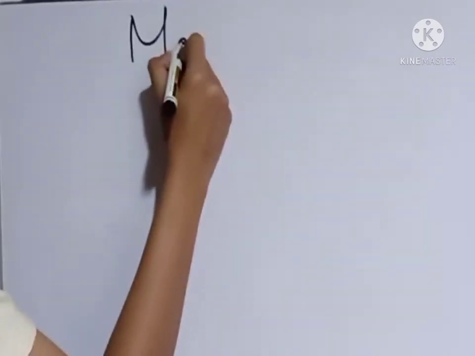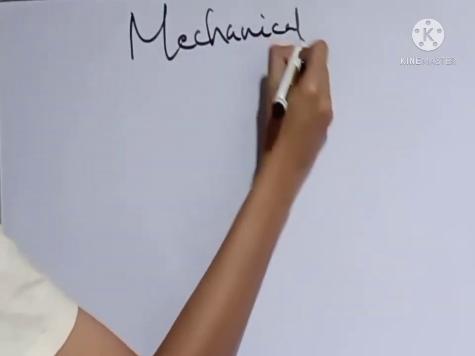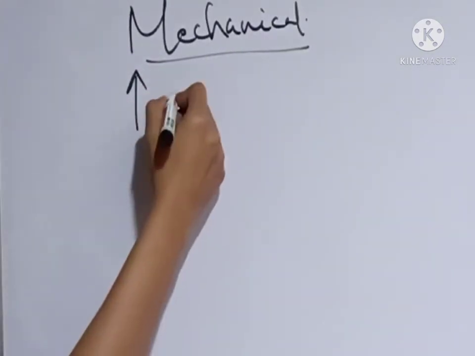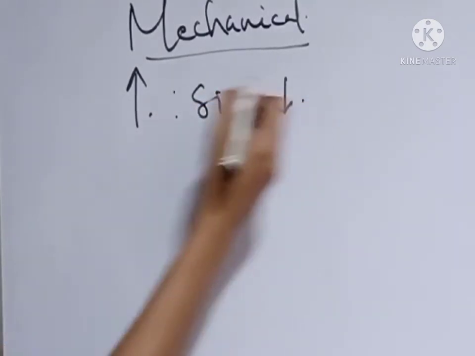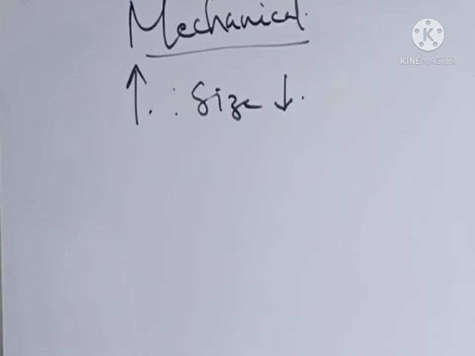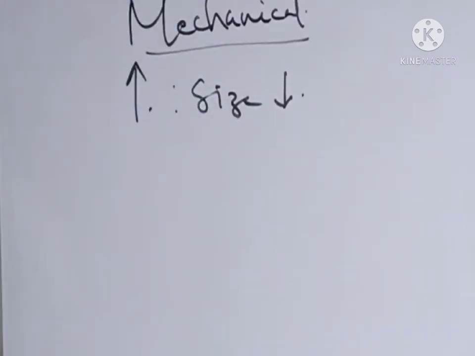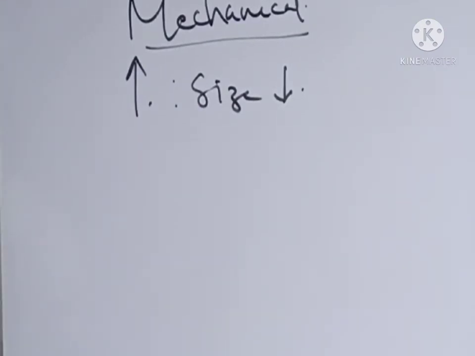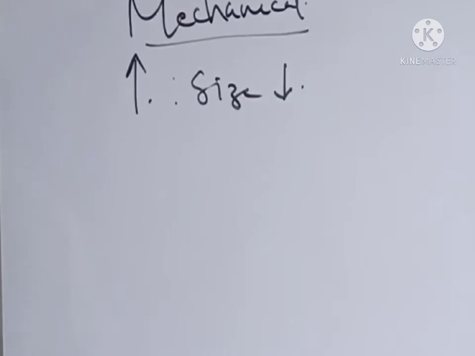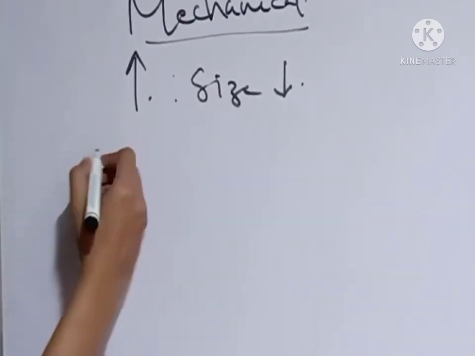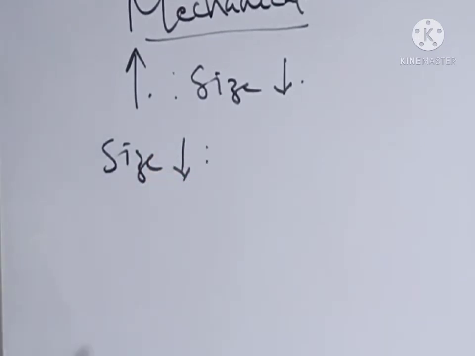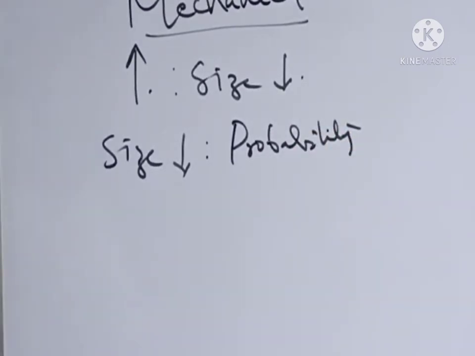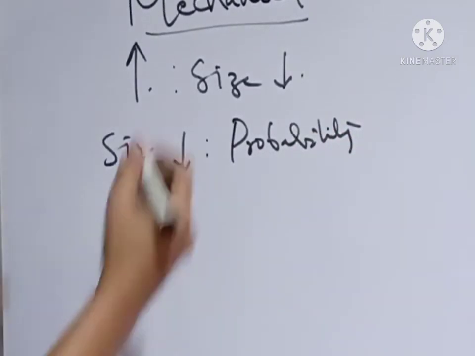The second one is mechanical properties of nanomaterials. Almost all the mechanical properties increase because the size of the nanoparticle decreases. So all the special mechanical properties of nanoparticles are related to the decreasing size. What happens when the size of a particle decreases? Actually, when size decreases, the probability of finding imperfections also decreases.